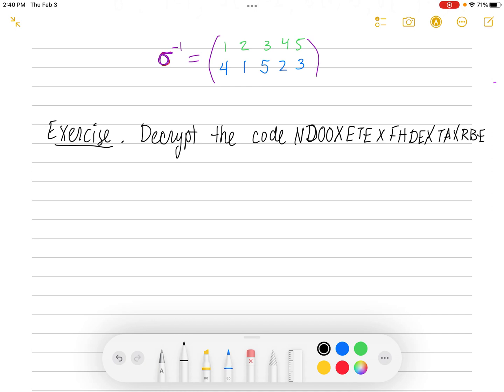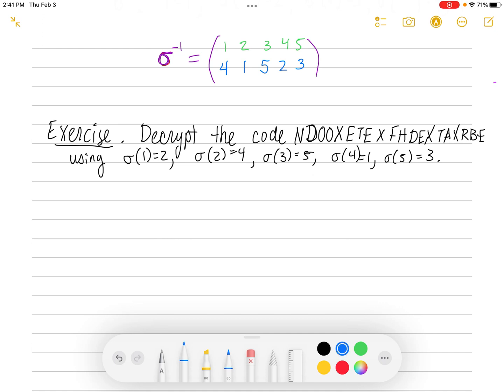Using the following permutation: sigma of 1 is 2, sigma of 2 is 4, sigma of 3 is 5, sigma of 4 is 1, and sigma of 5 is 3. So the first thing I've got to do is find the inverse permutation.